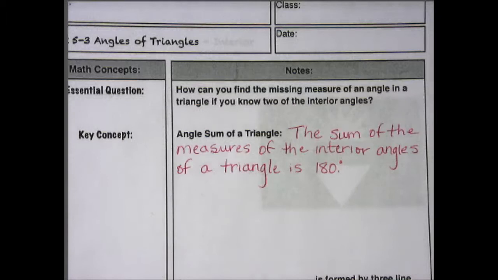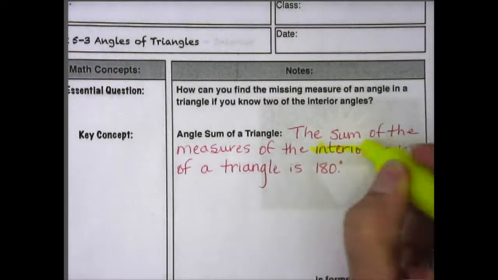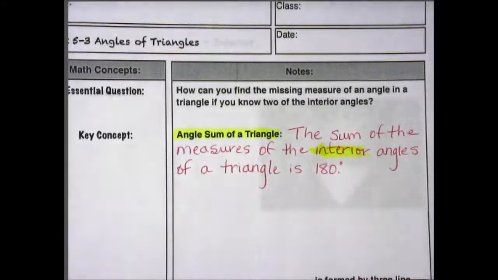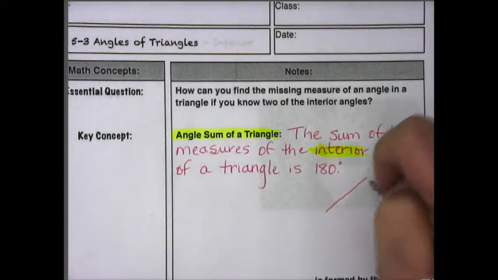First of all, we know sum means when you add something together, that's the answer. Interior means inside. If we talk about the interior of something, we're talking about the inside of something. So we're talking about the inside angles of a triangle, and hopefully we all know what a triangle is. So let's draw a triangle out here.